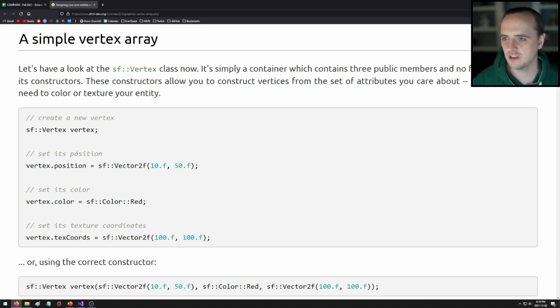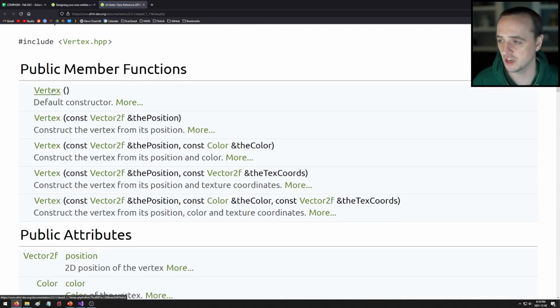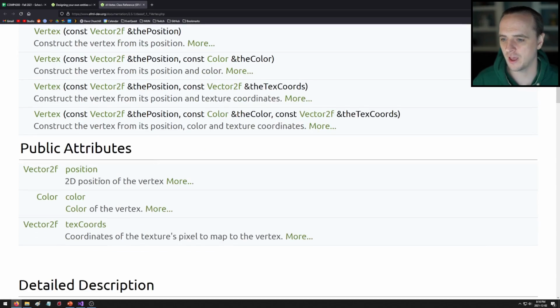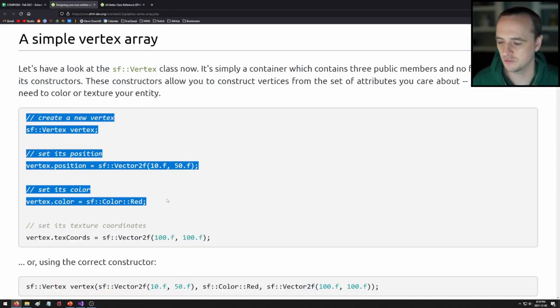So in SFML, they have the sf::Vertex class. So for the Vertex class, you just type sf::Vertex, and it will have 3 attributes. A vertex has a position, it has a color, and optionally, it has texture coordinates, okay? If it doesn't have texture coordinates, then you're just drawing something based on a color. So the way we would set up a vertex is by doing this.